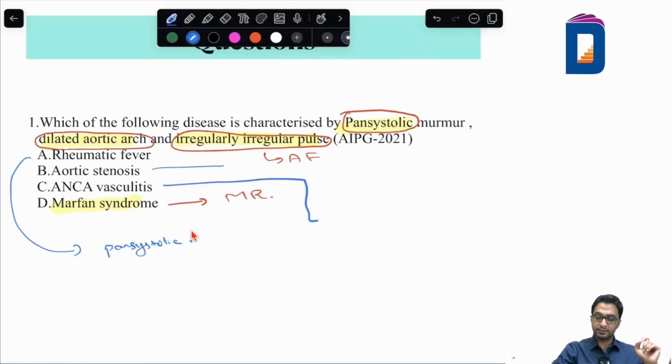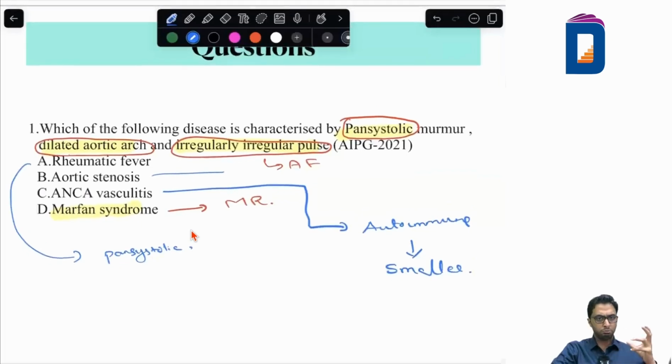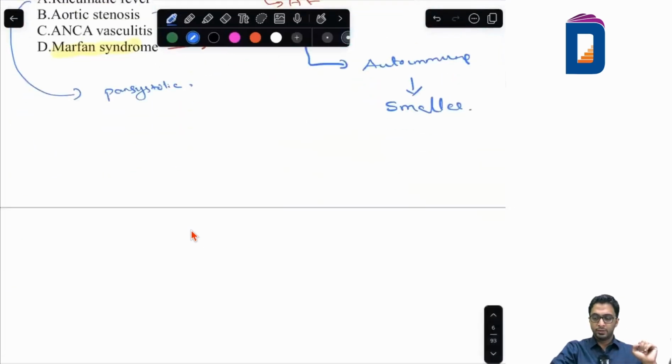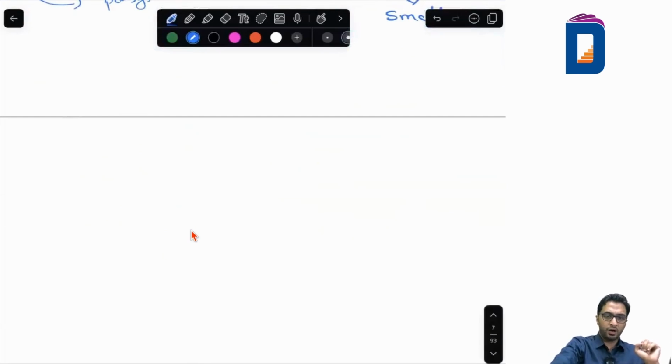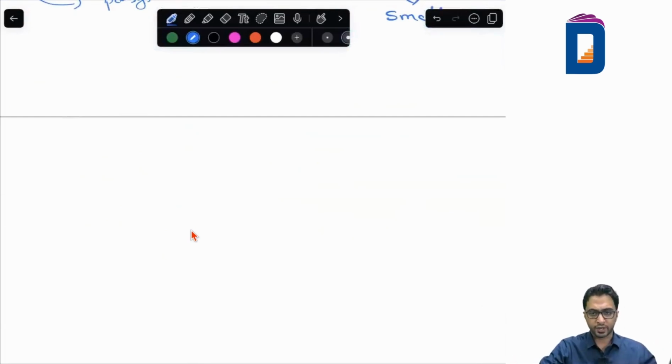ANCA vasculitis, just to know, is an autoimmune disease affecting your smaller vessels. So not the larger cardiac vessels, and cardiovascular manifestations are very little. It is basically localized vascular manifestations, so you don't get these big murmurs and all this. Okay, so let's come a little bit to your Marfan syndrome.